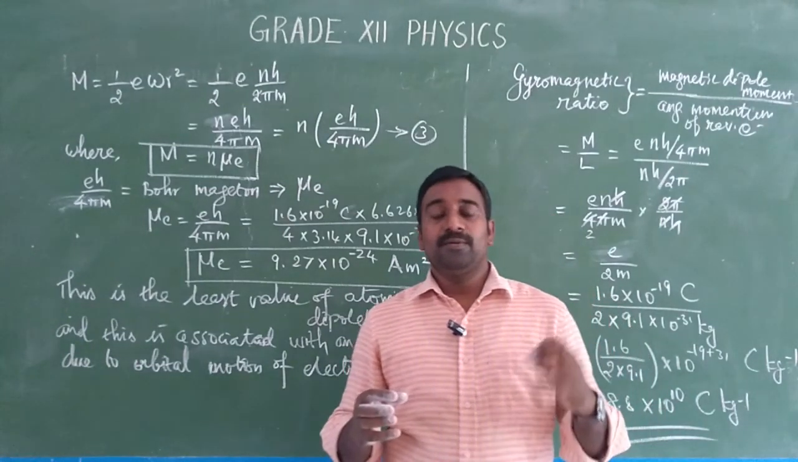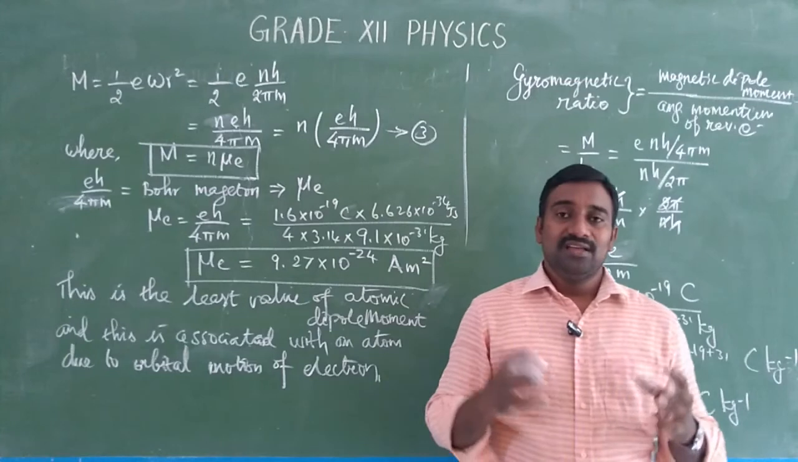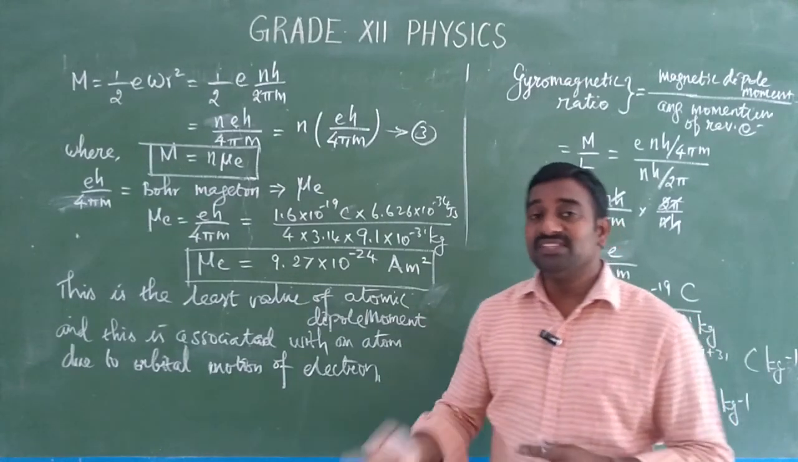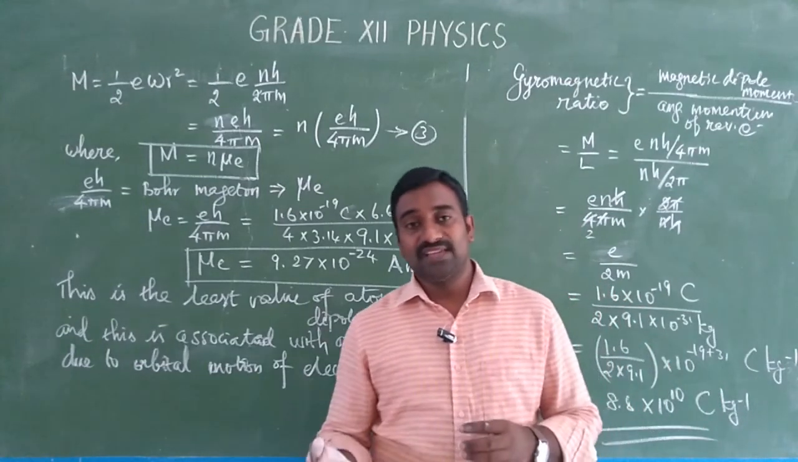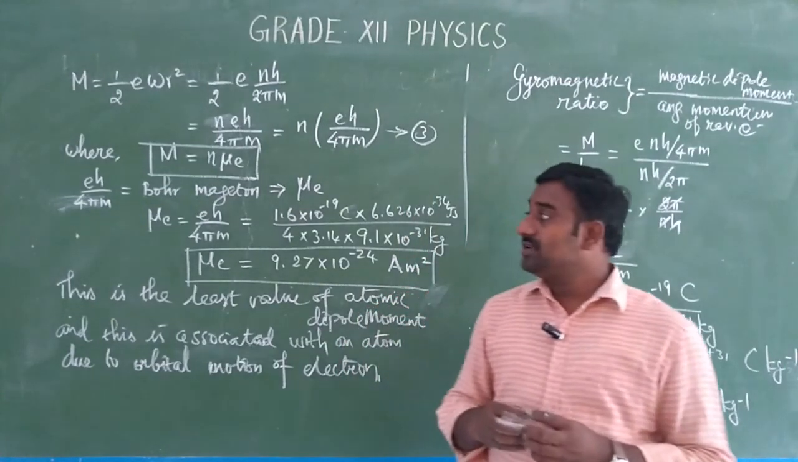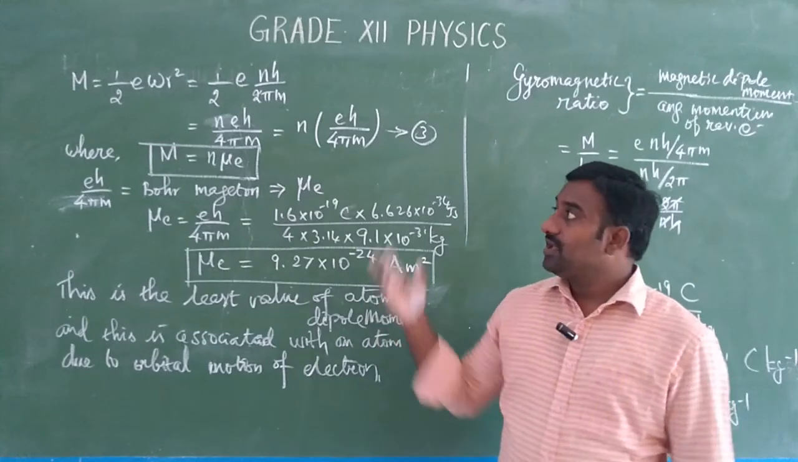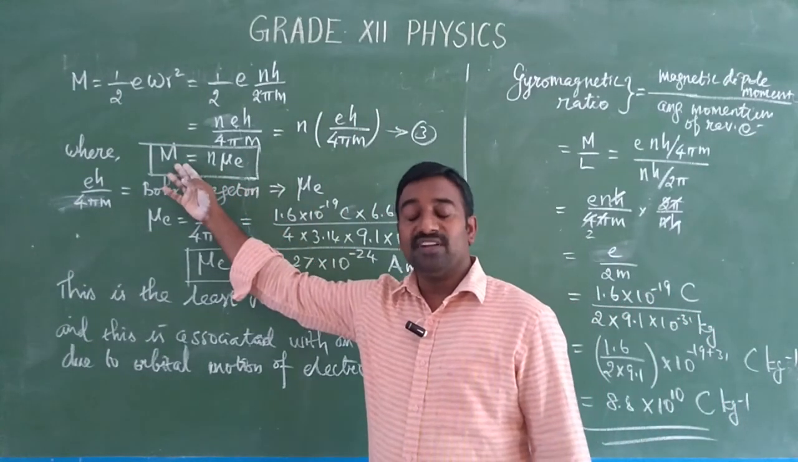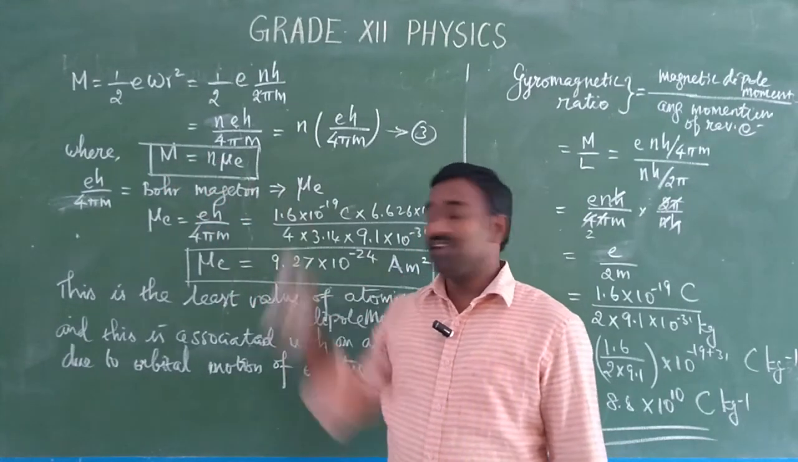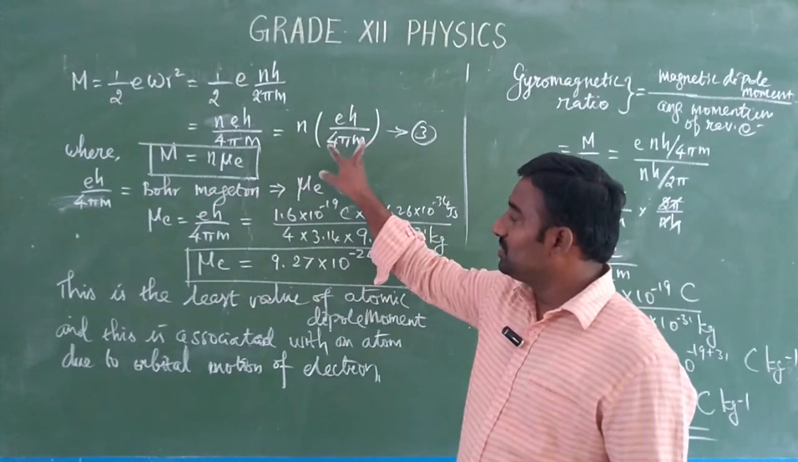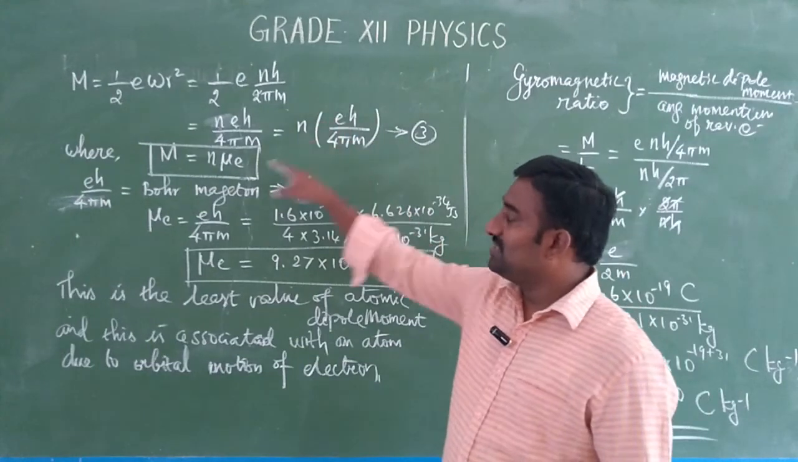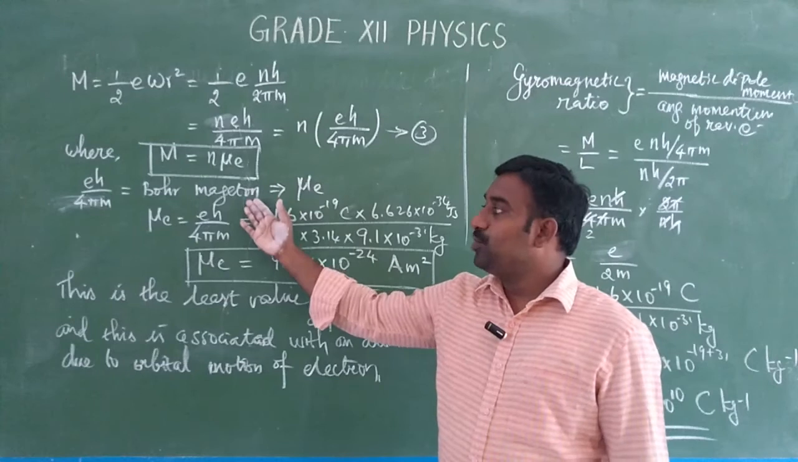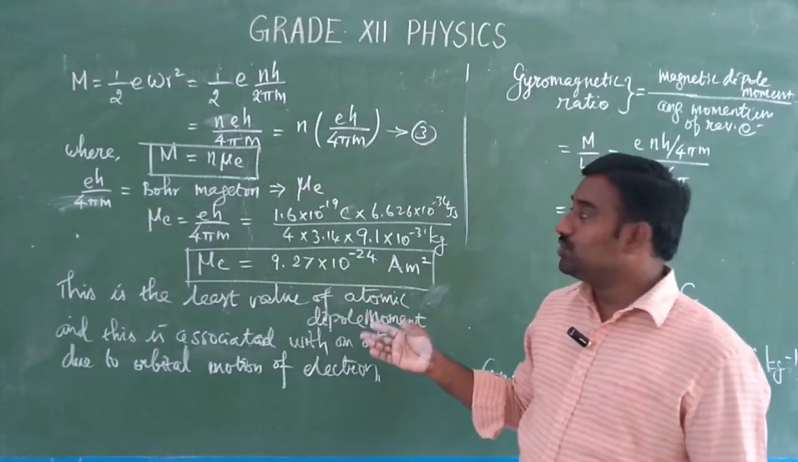Every electron has an angular momentum that is some integral multiple of h by 2 pi, where h is Planck's constant. The angular momentum L is equal to nh by 2 pi, and after substituting all this, we'll get the magnetic dipole moment of a revolving electron in an atom. Here we introduce a new constant, mu e, that is nothing but the Bohr magneton. So our aim is to obtain the Bohr magneton of a revolving electron around the nucleus.